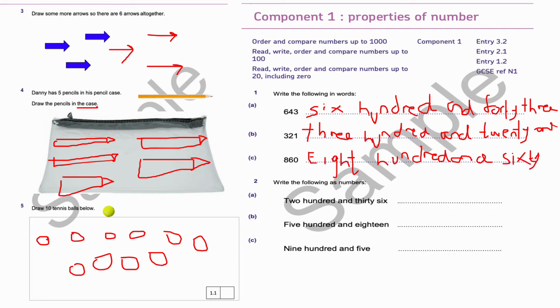Okay, this is question number 2, guys. Write the following as numbers. 236. So it's 200. This is the column for hundreds, tens, and units. 518. 905. So 9, 0 tens, and 5 units.